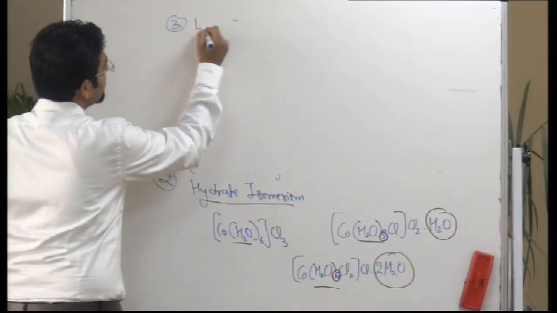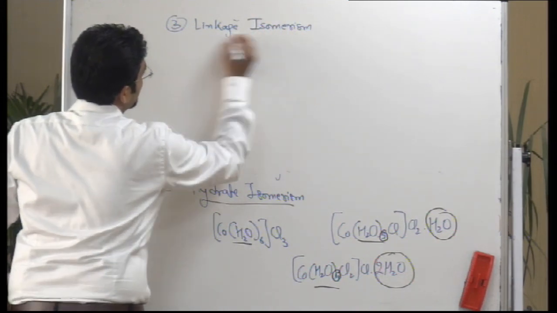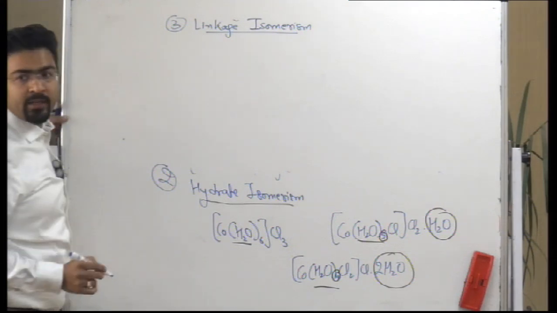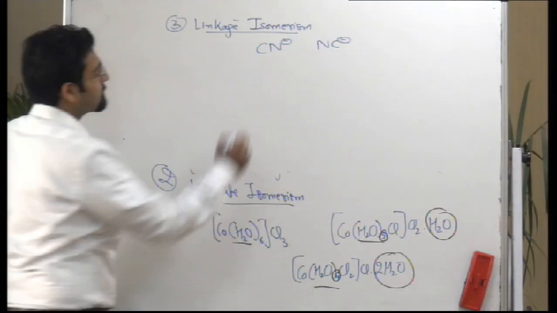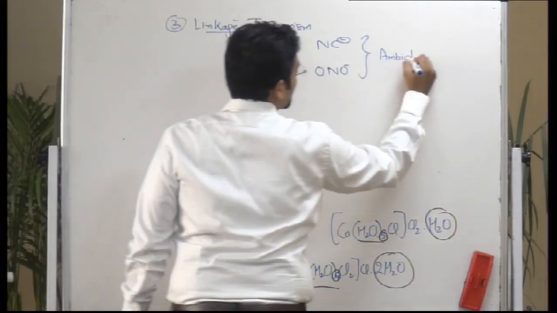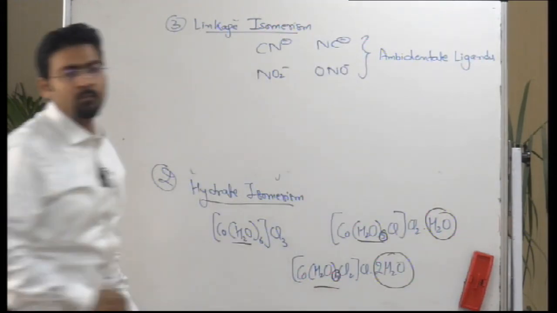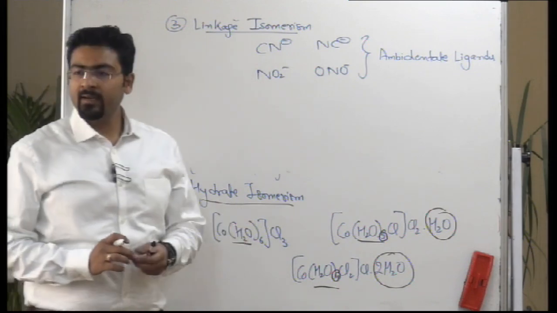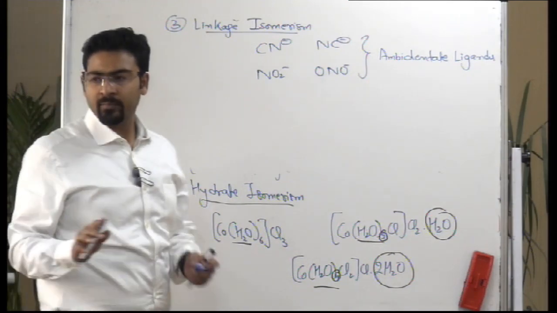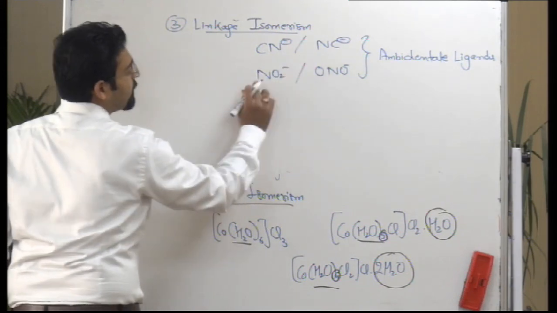Third is linkage isomerism. Linkage isomerism is shown by those ligands which are ambidentate ligands. Right? So what are ambidentate ligands? The ligands which can bind from more than one kind of sites, but only one at a time. Right? So either it will be binding through carbon or it will be binding through nitrogen. Either it will be binding through nitrogen or it will be binding through oxygen.